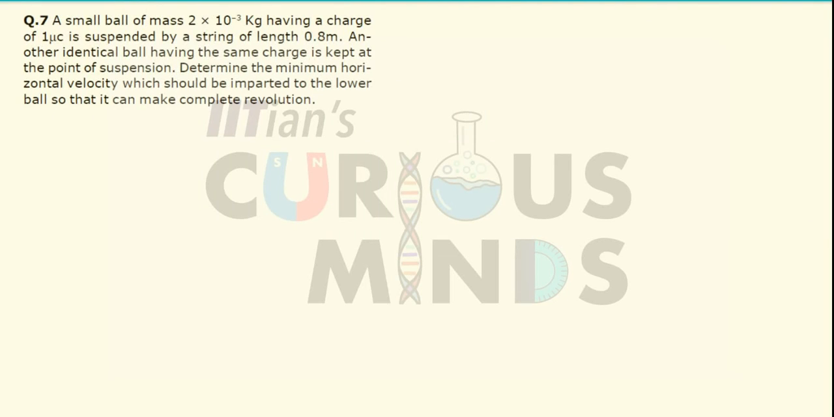A ball of mass 2 × 10^-3 kg having a charge of 1 microcoulomb is suspended by a string of length 0.8 meter, and another identical ball having the same charge is kept at the point of suspension. Determine the minimum horizontal velocity which should be imparted to the lower ball so that it can complete the circle.